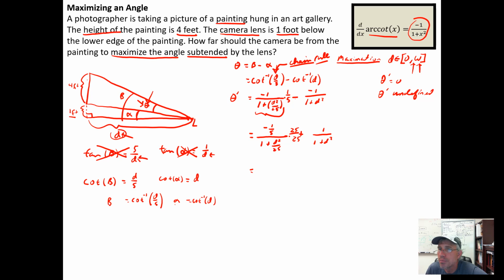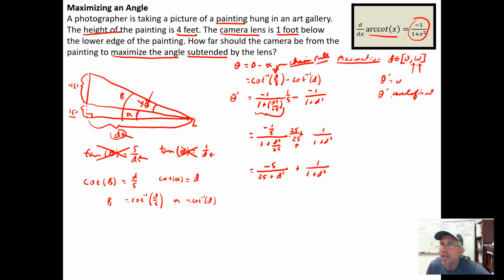If we do that, we multiply the numerator by 25. So -1/5 times 25 is just -5. Over, and then we distribute the 25 into the denominator of the complex fraction. So 25 times 1 is 25, plus d squared over 25 times 25 gives me just d squared. And that's why I chose 25: to kill the denominator on this fraction, which eliminates the complex fraction. And I have plus 1 over 1 plus d squared.